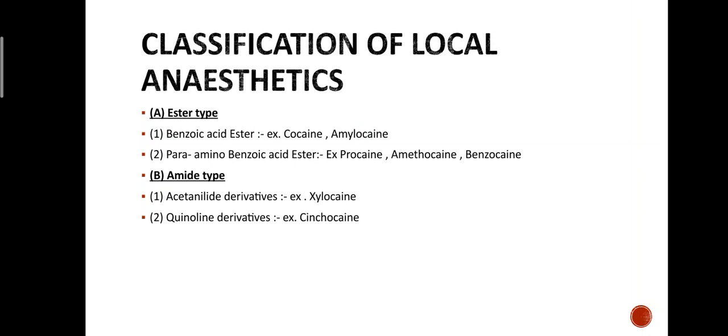Second main type, amide type. First, acetanilide derivatives, example xylocaine, and second, quinoline derivatives, example cincocaine. This is the very simple classification of local anesthetics. Sometimes the question paper only asks to define local anesthetics and give its classification.